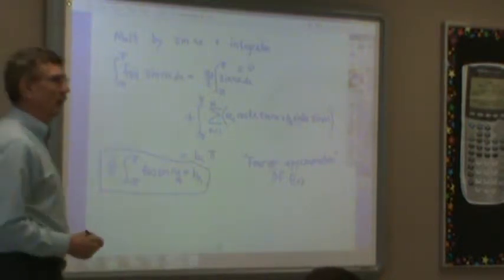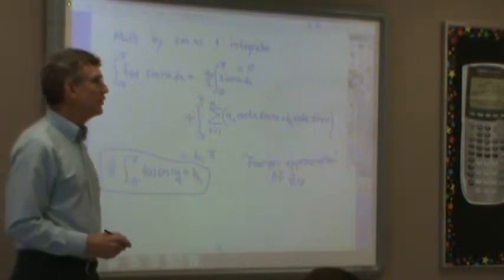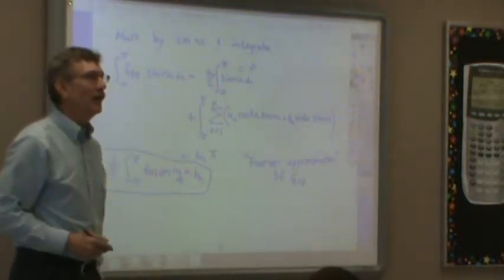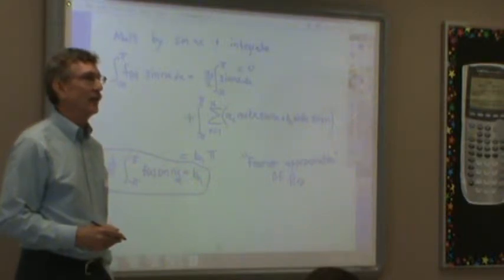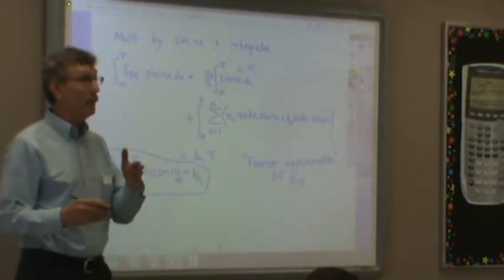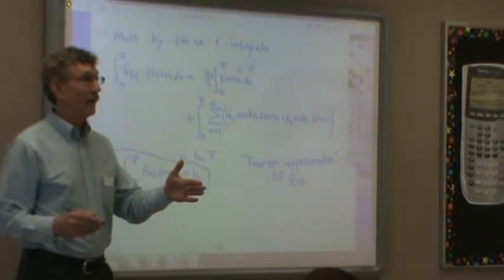So, any questions at this point? You are a less lively group than yesterday. Yes? If the period of the function isn't from negative pi to pi, is that why we're integrating that? If it's not, then how do things start canceling out?